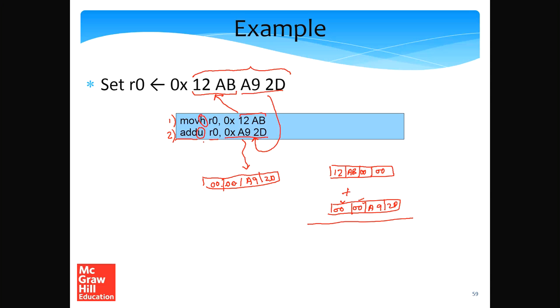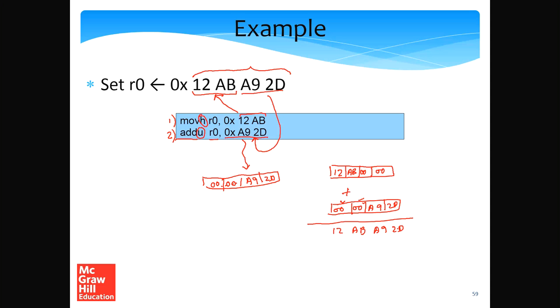To get the right answer, we add the U modifier to ensure that these two upper bytes are 0 and 0, and then we do the addition. So we get 1, 2, AB, A9 and 2D, which is exactly the answer that we wanted.